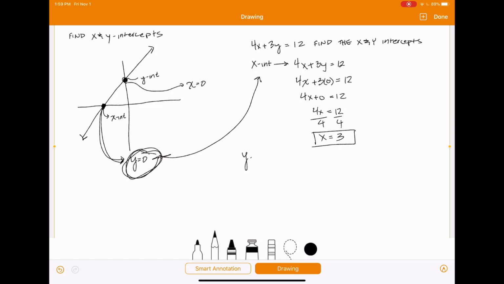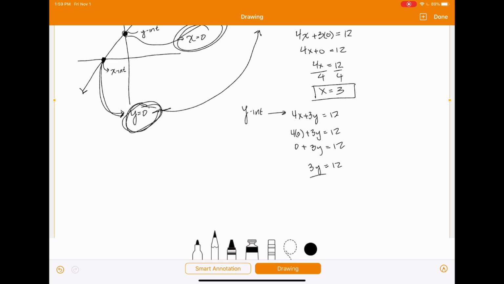So now we can look at finding our y-intercept. And again, at our y-intercept, x equals 0. So we're going to do the same thing that we did for our x, but instead we're going to plug in 0 for x instead of y. So our original equation, 4x plus 3y equals 12. We're going to plug 0 in for x, so 4 times 0 plus 3y equals 12. 0 plus 3y equals 12.